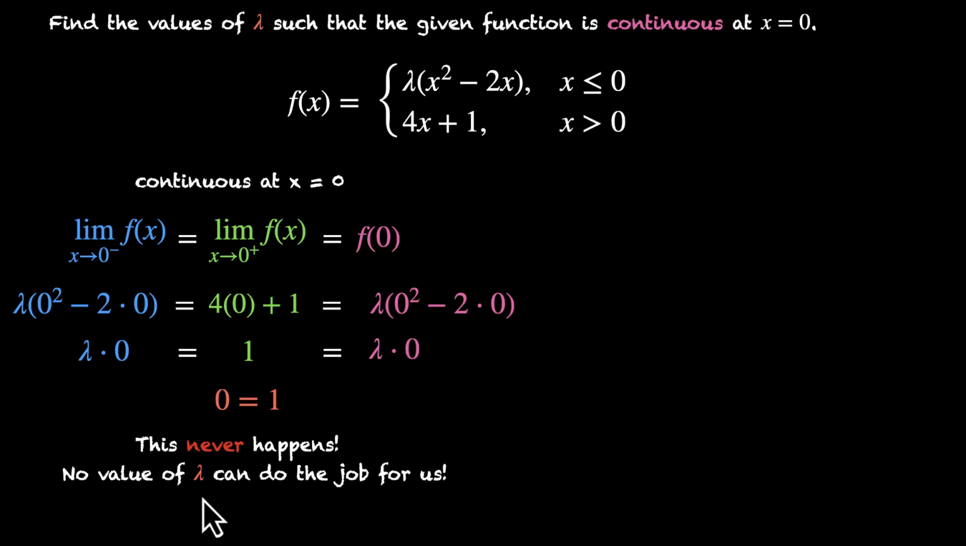So no value of lambda can do the job for us. So our answer is lambda belongs to phi, the empty set. There is no value of lambda such that the given function is continuous at x equals 0.